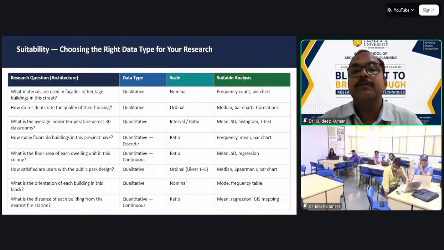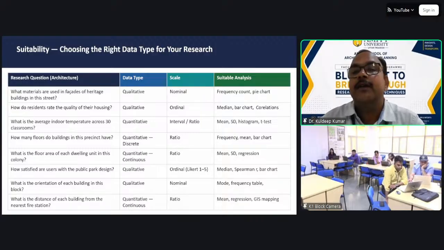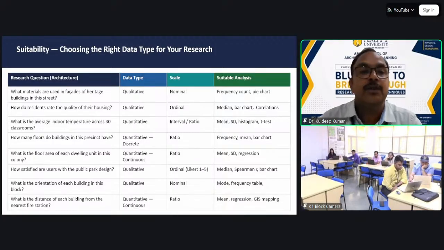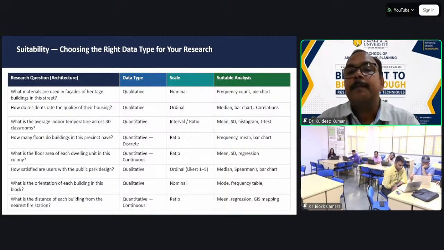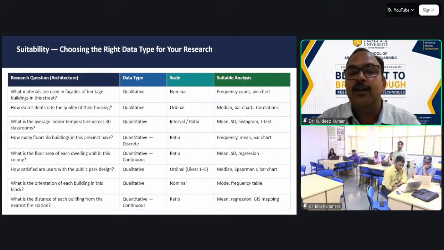Let us put everything together in the most practical slide of the entire section. I've tried to do that. This is useful with respect to the research question which you are carrying out. So let me read the question. Question 1 is, what materials are used in the facade of heritage buildings on the street? Now the data type is qualitative, the scale is nominal, and the suitable analysis will be the frequency count or a pie chart, as you are only categorizing it and not ranking it.